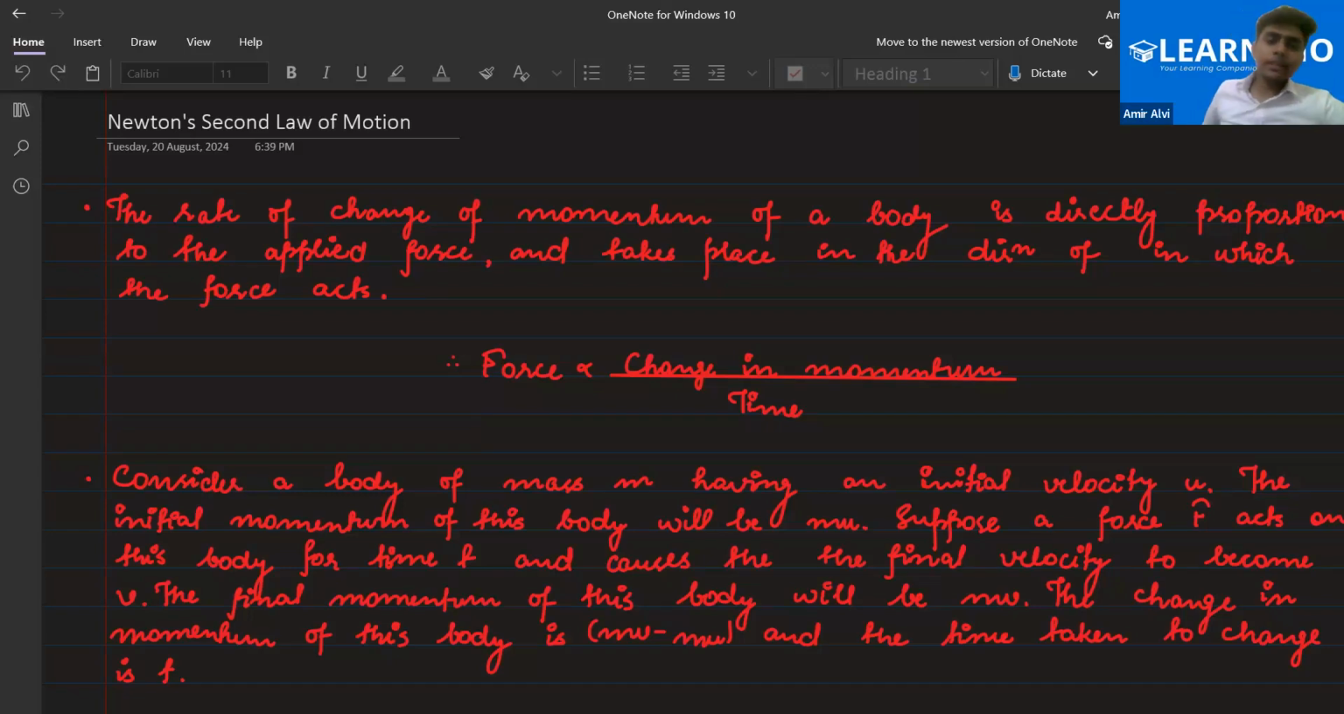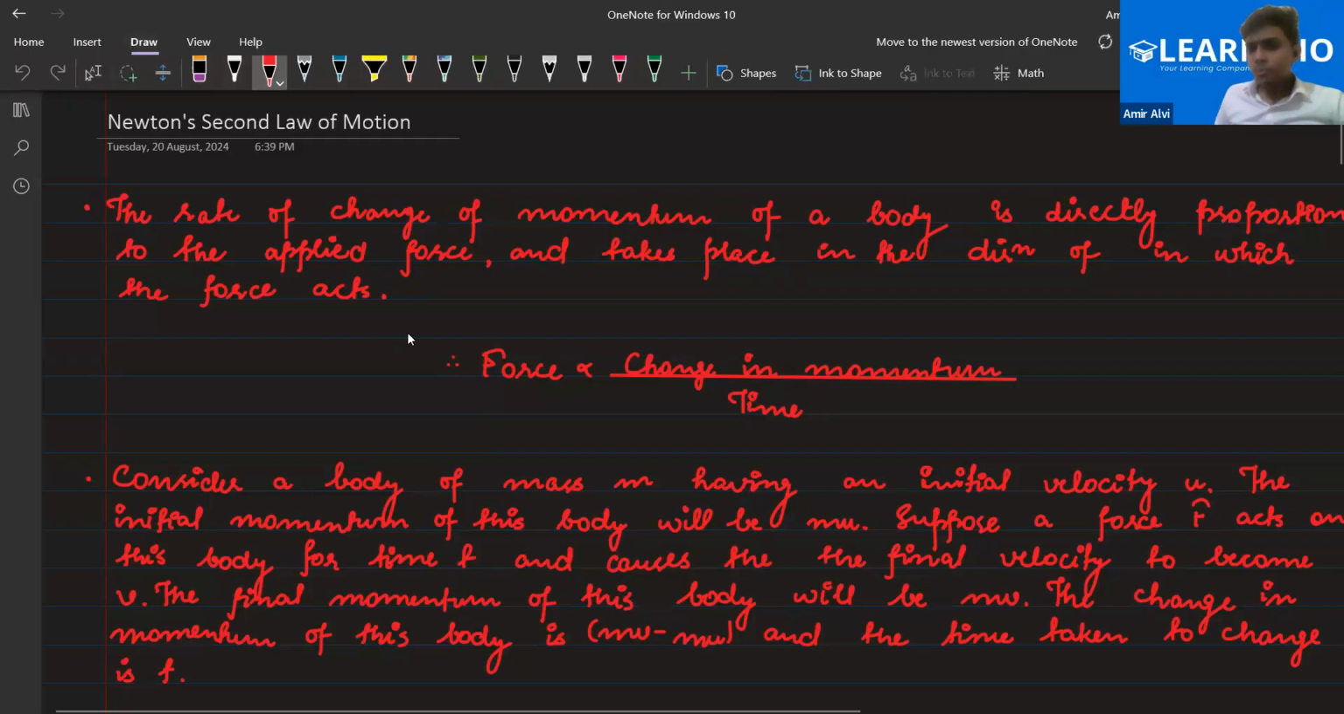Let's understand what the second law of motion is. As you can see, the first statement written over here is Newton's second law of motion, which says that the rate of change of momentum of a body is directly proportional to the force applied, and the direction of motion will be in the direction of the force applied, right? So in terms of an equation, it will be like this.